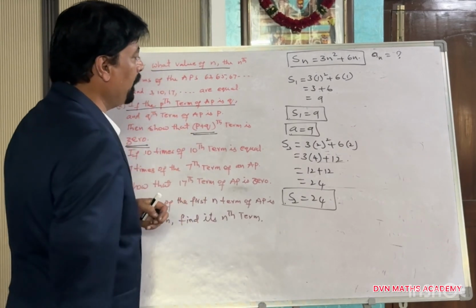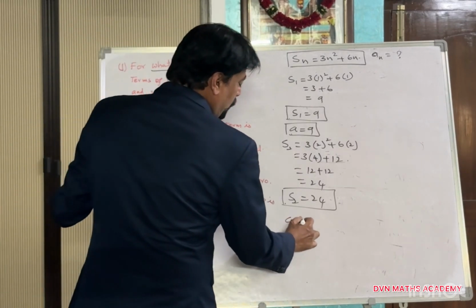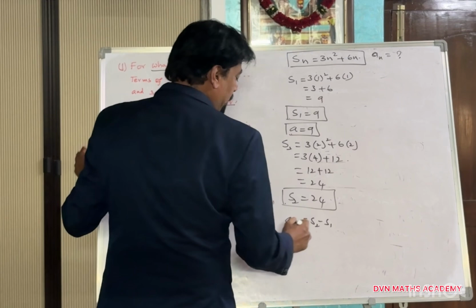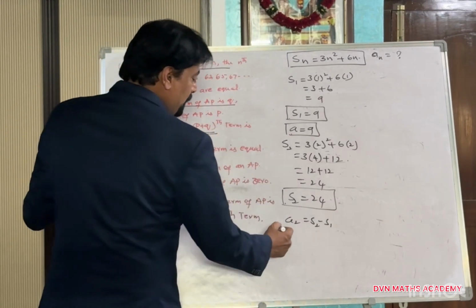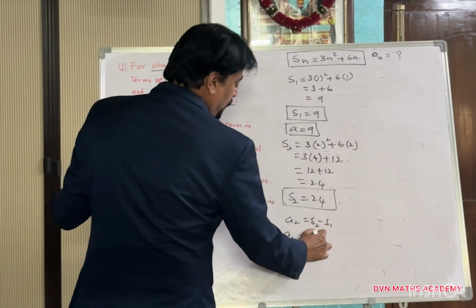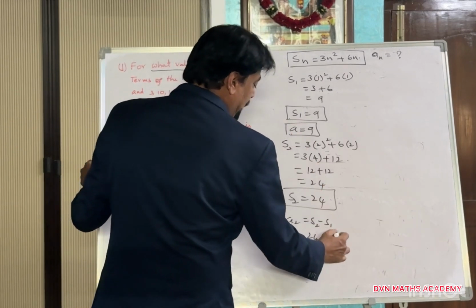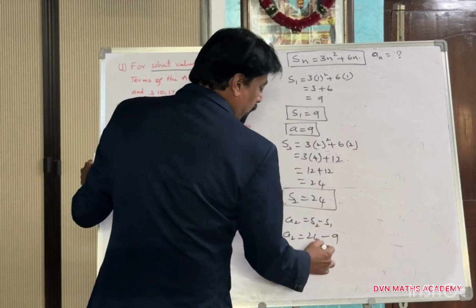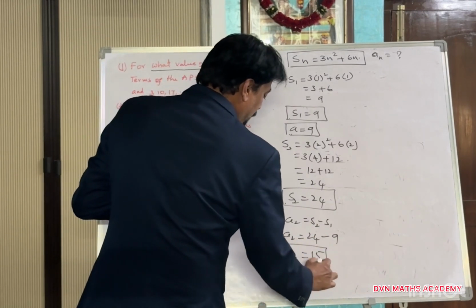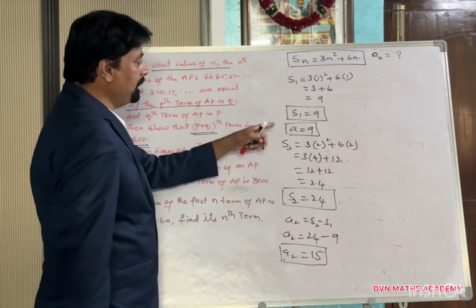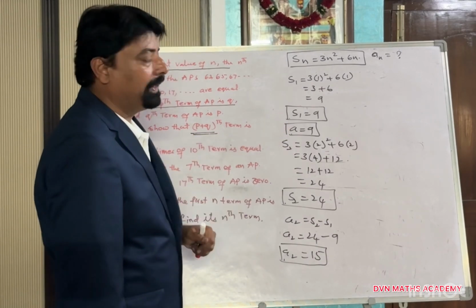You know one formula: A2 is equal to S2 minus S1. The second term is equal to the sum of two terms minus the sum of one term. So A2 is equal to S2, which is 24, minus S1, which is 9. So A2 is equal to 24 minus 9, it becomes 15. So I got the A2 value and the A1 value. A1 is nothing but the a value. This is the A2 value.